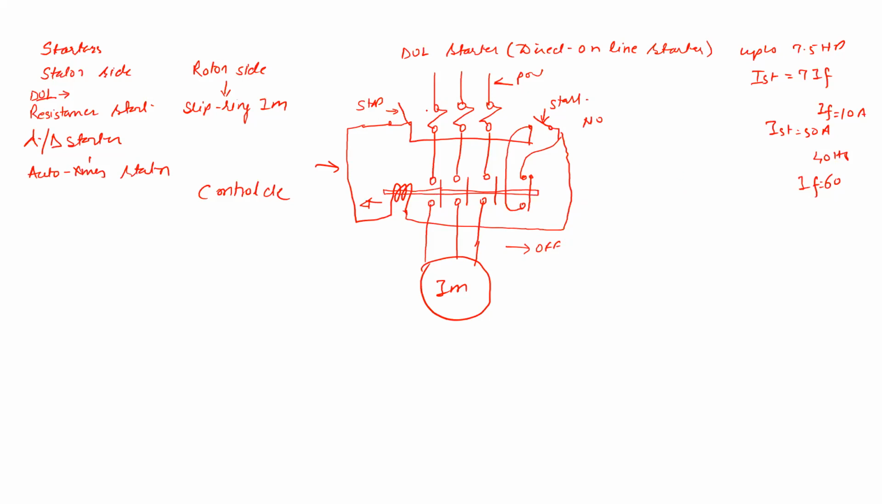Say this terminal is R phase, this is Y, and this is B phase. We will start from the B phase. B phase is connected with the start button. It is normally open. Normally open means as soon as you push the button, it will close, and as soon as you release the hand or pressure, again it will become open.